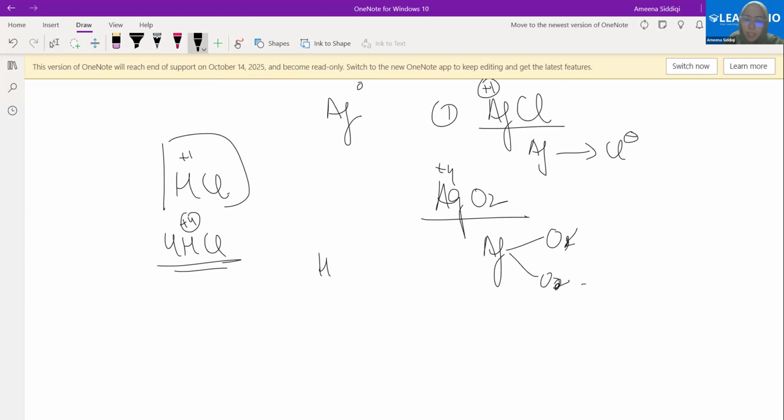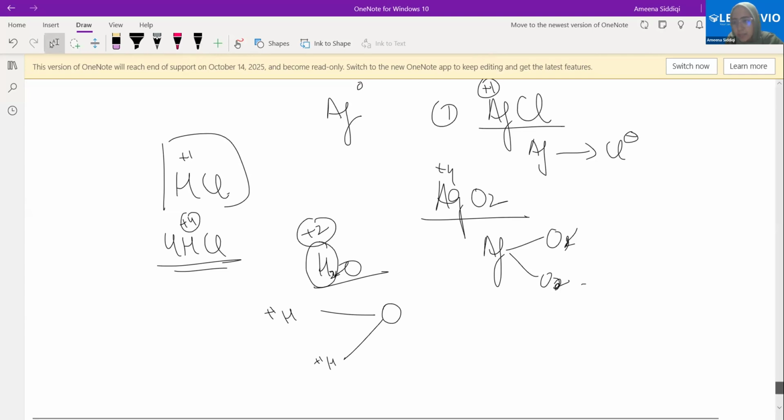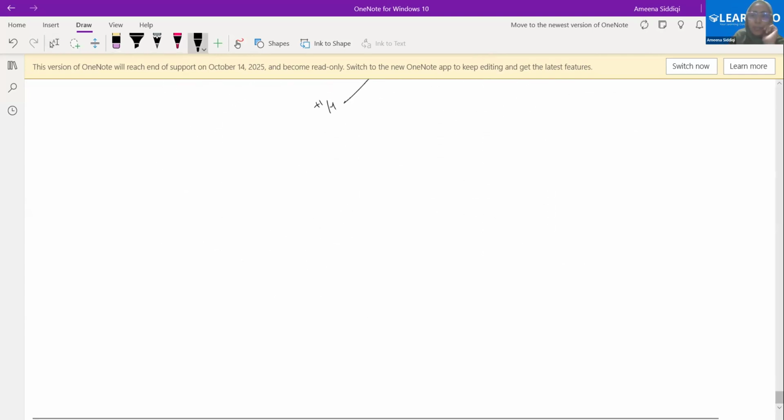If I say, what's the oxidation number of a hydrogen atom in water? +1. There are 2 hydrogen atoms attached to one oxygen atom, therefore each will have +1. But if I ask you for H2, what will that be? +2, because there are 2 hydrogen atoms. Have you understood this? Wonderful.